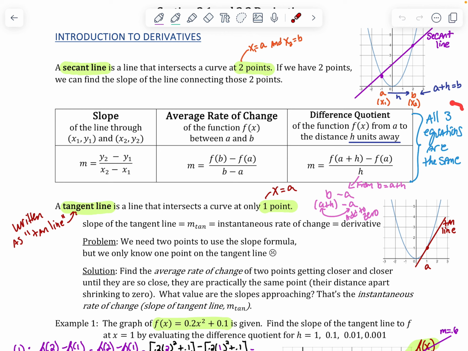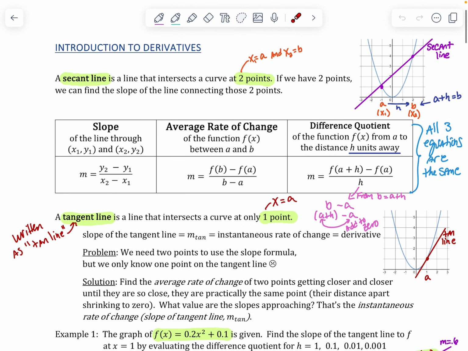So the important thing to focus in on, all three of these are the exact same thing. So if you're asked to find the slope of a secant line or the average rate of change of a function between 2 points or the difference quotient of a line starting at point A and h units away, you're finding the same thing in all three cases. But here's the issue. We're not interested in a secant line. We're interested in a tangent line.